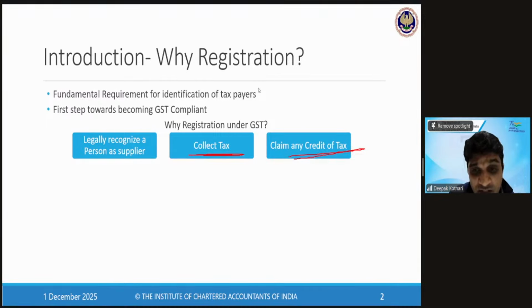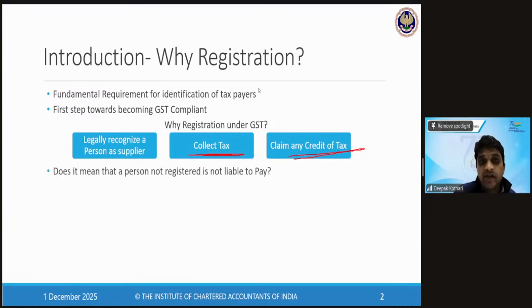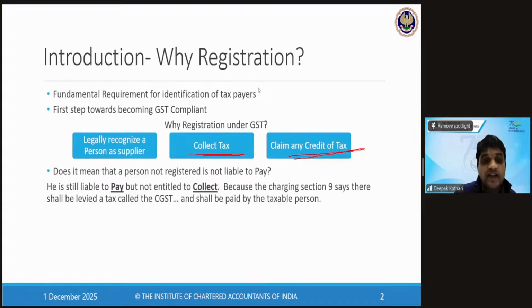Without registration, can we claim credit under RCM? No, still you cannot, because to pay RCM, you have to be registered. And if you're not registered, how will you pay? So to claim that RCM credit also, you have to register, pay it, and only then can you claim it.